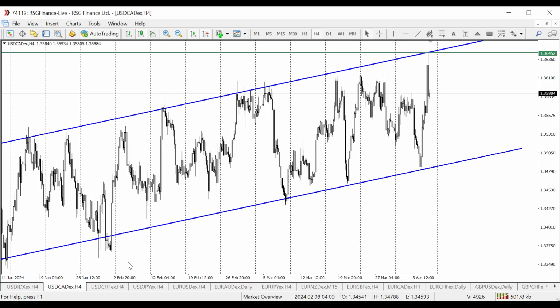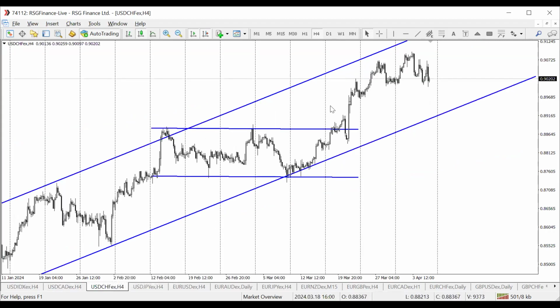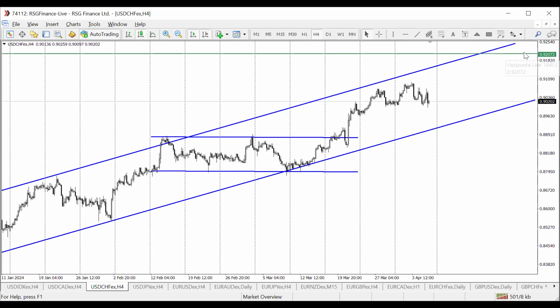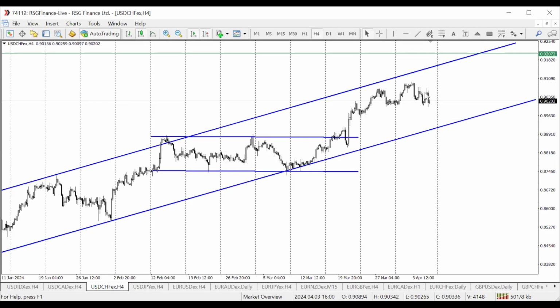Okay, now what else? Let's look at the next one, USD Swiss franc. On USD Swiss franc, what we see here is another potential rally to a new high at 0.9207. Price has been trading within the boundaries of this channel, and it's making a very nice setup here. So what we can see is, is it going to make a breakout from here?